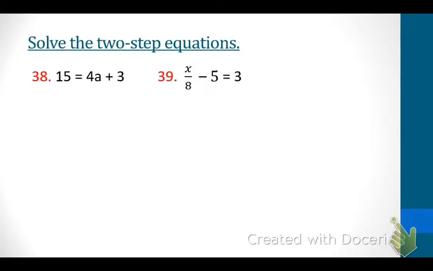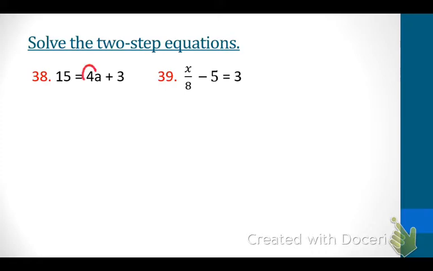Solve the two-step equations. First things first, identify the variable. A. What are the two things that are not allowing A to be alone on the right-hand side? Multiply by 4 and add by 3. Holly, out of those ones, who is best friends with the A? Multiply by 4 or add by 3? Okay, multiply by 4. Here's why.